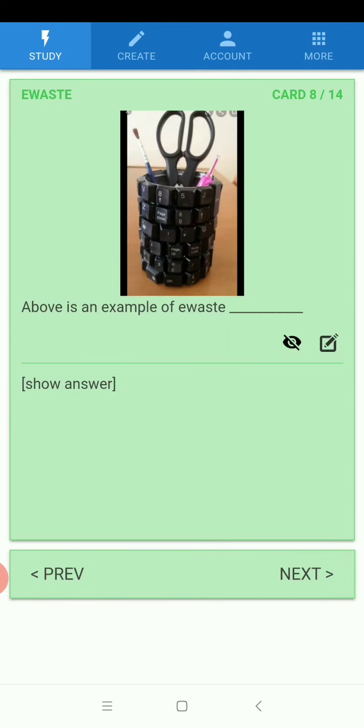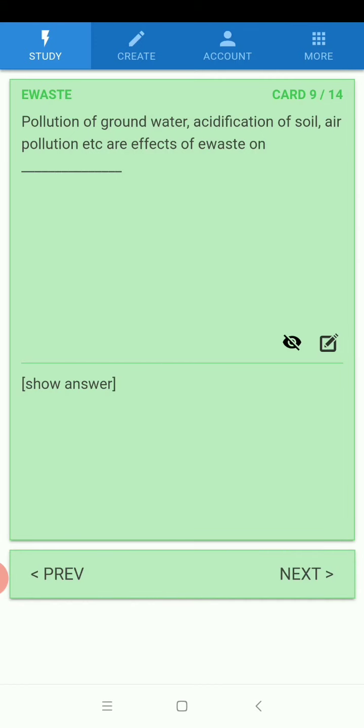Now this is a picture where some keyboard keys are used to make a pen holder. This is an example of e-waste reuse. Here the keys which were not in use were reused to make a pen stand. Next, pollution of groundwater, acidification of soil, air pollution, etc. These are the effects of e-waste on environment.